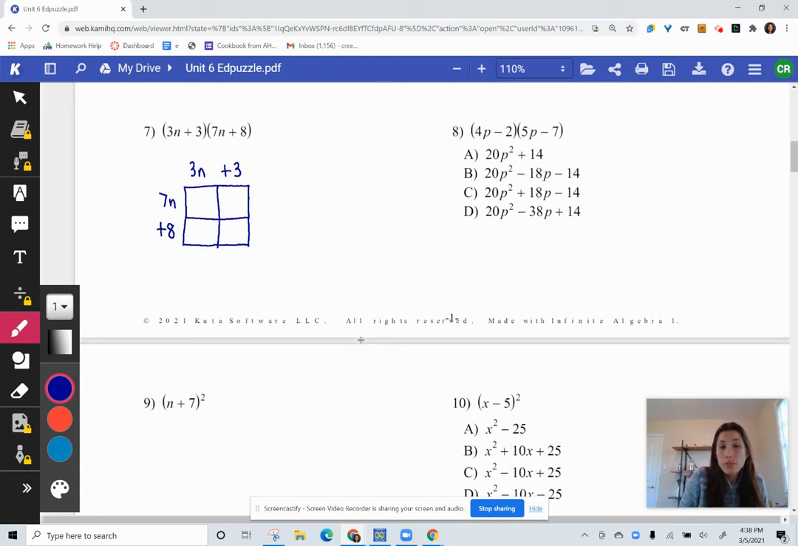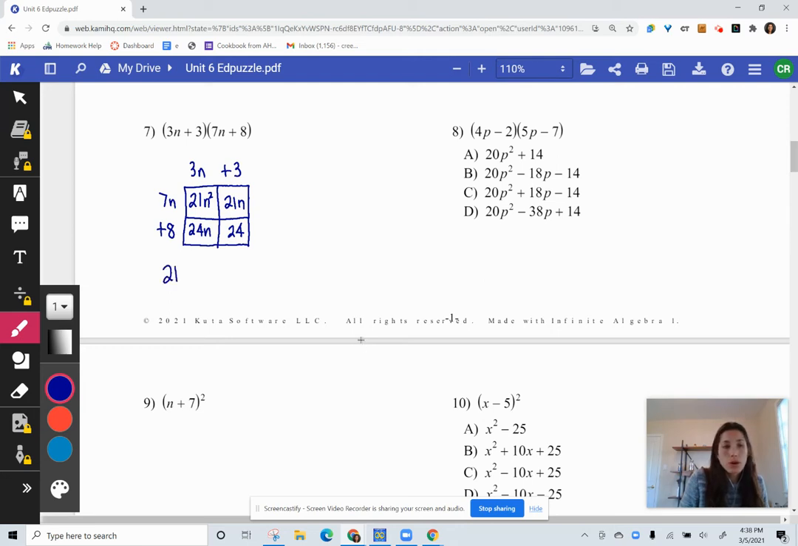Okay, so now we just go ahead and multiply into each of these boxes and then combine like terms. So 7 times 3 is 21, n times n is n squared, 7 times 3 is 21 again with an n on it. 3 times 8 is 24, and 8 times 3 is 24 as well. And then all we need to do is combine like terms.